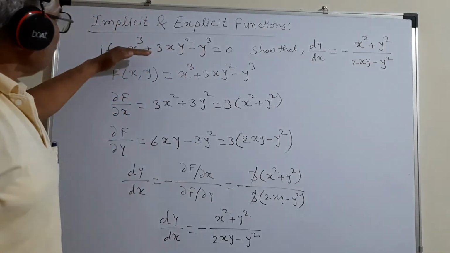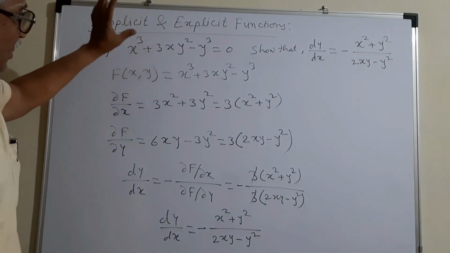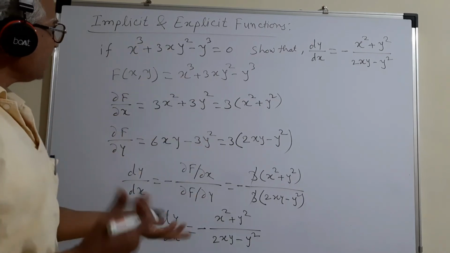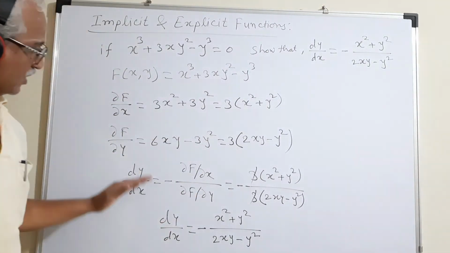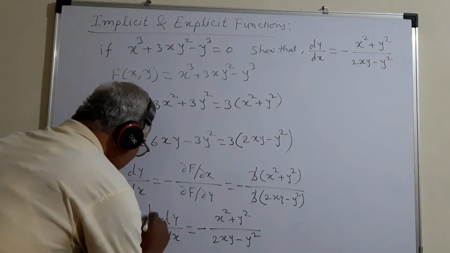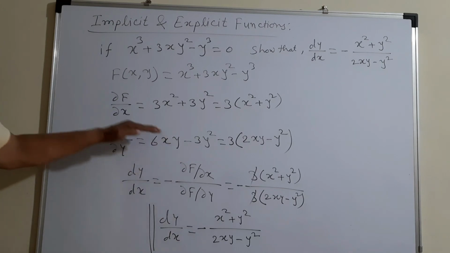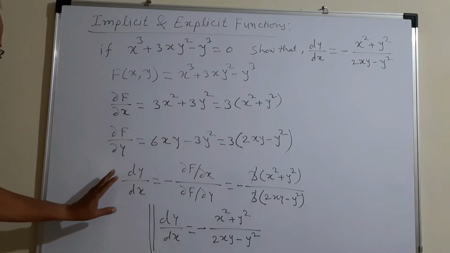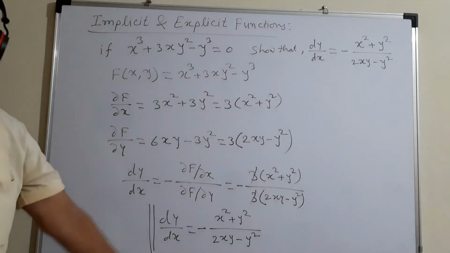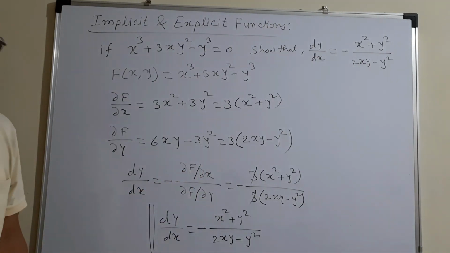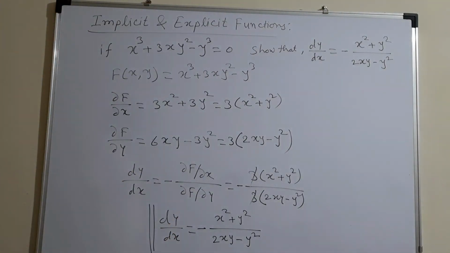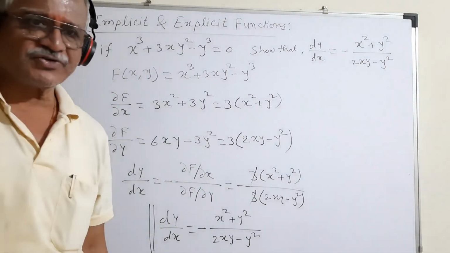So in case of such functions, though it is not possible for us to isolate x and y from one another, still we can obtain dy by dx for such a function by using this expression, dy by dx is equal to minus of dou f by dou x divided by dou f by dou y. So that is about this concept of implicit and explicit functions.